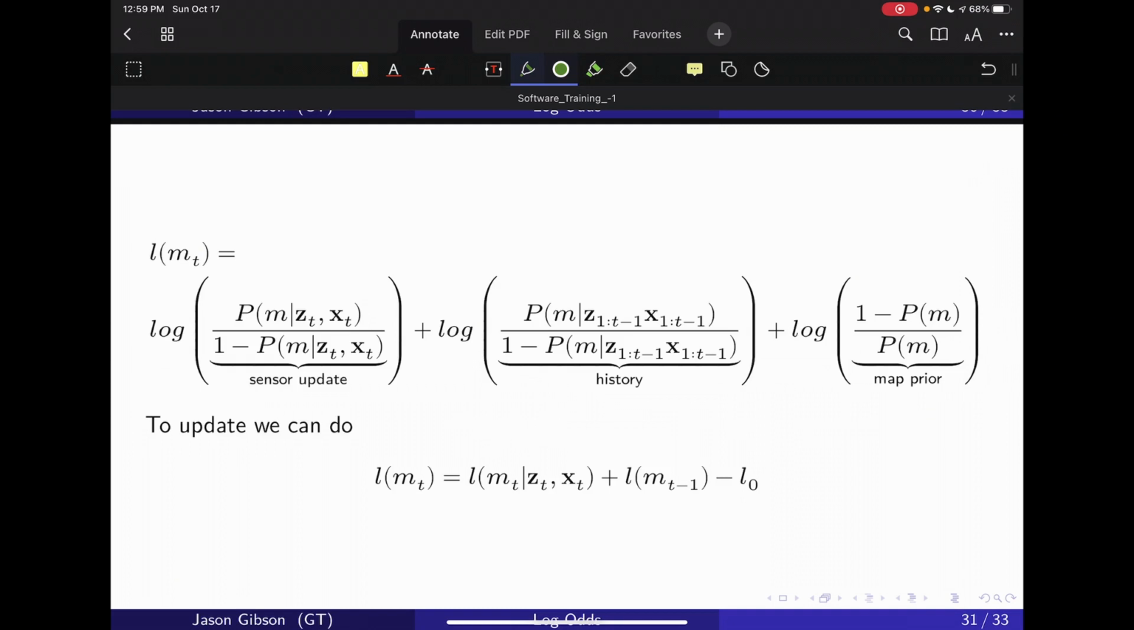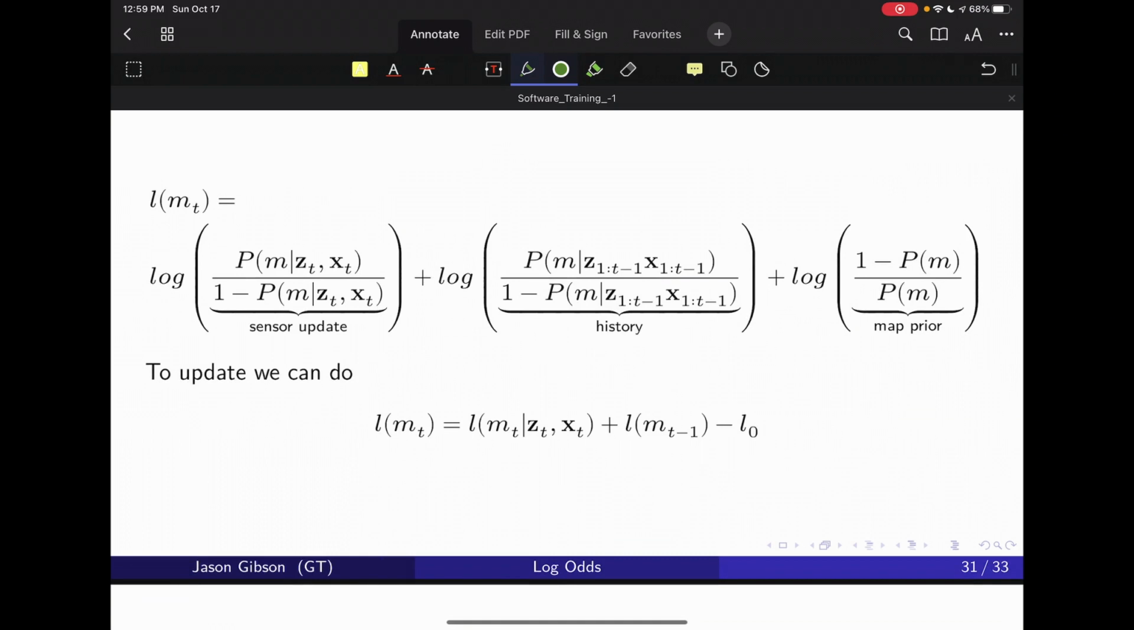So if we have some grid cell in the log odds space, we can represent the update like this. So this is our sensor update. This is our history. And this is our prior. So we can use this really simple equation to update the probability of a grid cell being occupied. We can just use the current sensor measurement to say whether or not the grid cell is occupied. We can use what are the log odds about it being occupied before, the last step, and then what is the log odds of it being occupied at all. And this equation is parallelizable, which means that I can run each grid cell independently at the same time.